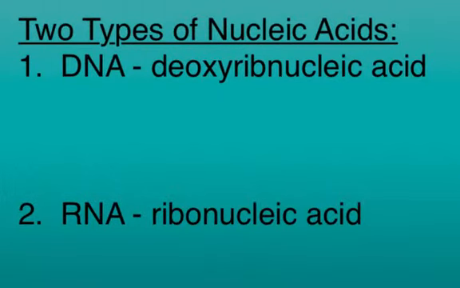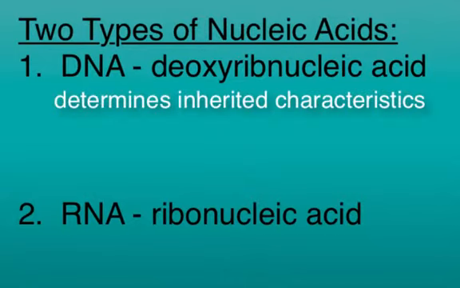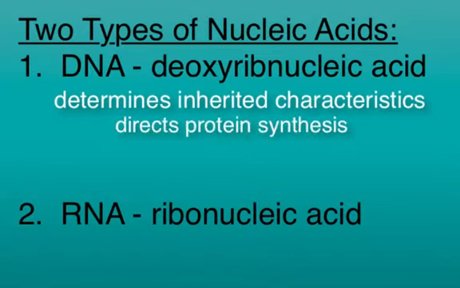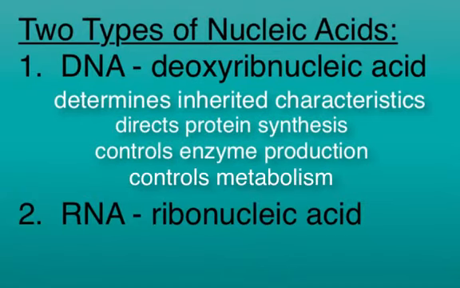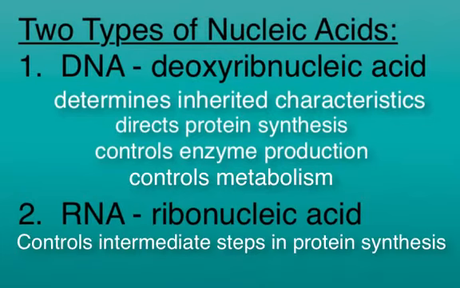Two types of nucleic acids exist: the DNA, or deoxyribonucleic acid, and RNA, or ribonucleic acid. The role of DNA is to determine inherited characteristics, such as hair color, skin color, or even how well one metabolizes medications. DNA also directs protein synthesis, controls enzyme production, and controls metabolism. RNA, on the other hand, controls intermediate steps in protein synthesis that you will learn more about in upcoming modules.